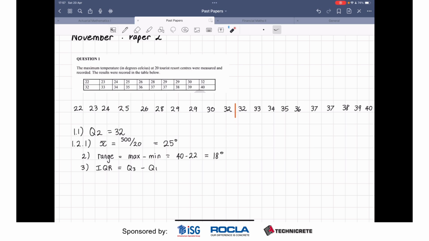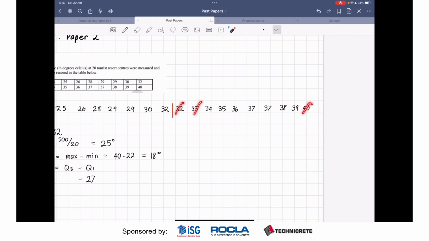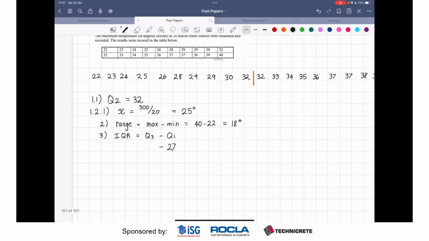Right, so in the same way, I can find Q1. So Q1 is going to be the number between 26 and 28, which is 27. And then I do the same for Q3. So I want the number between 36 and 37, which is 36.5. And the interquartile range is just 9.5.